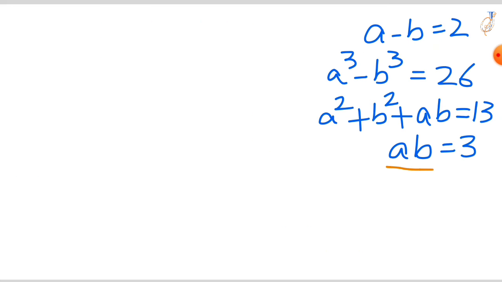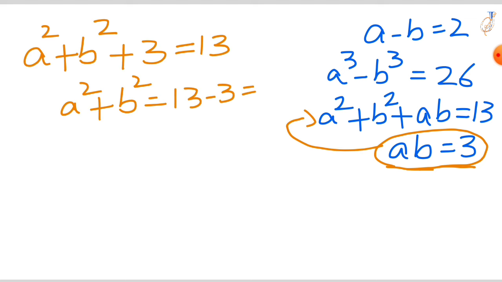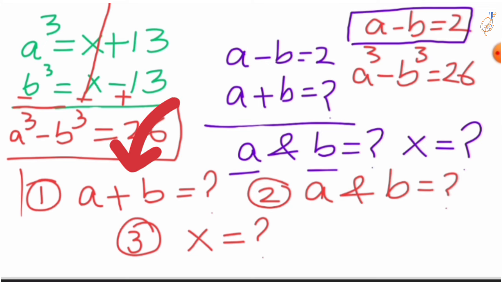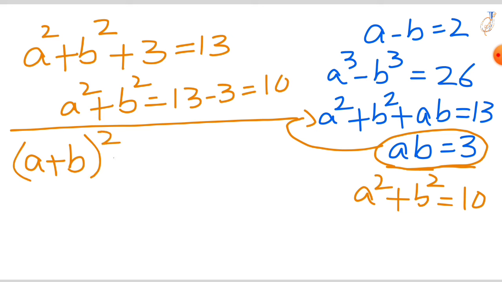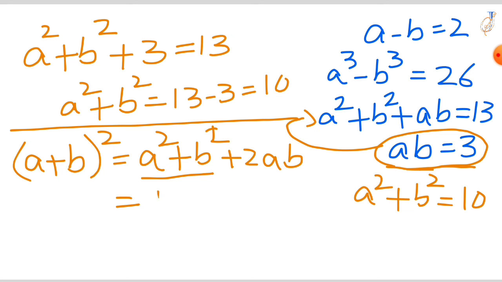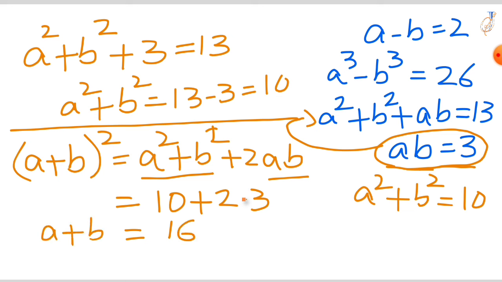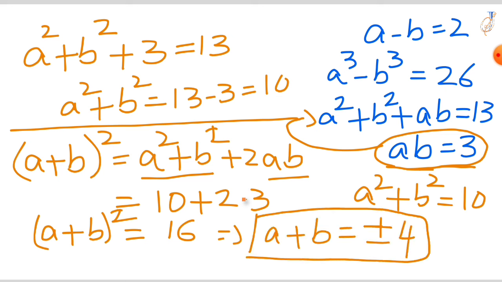Now we know the ab value. Substitute ab equal to 3 in this equation. Then a square plus b square value is 10. To reach our first goal, let's recall the square of a binomial, that is a plus b whole square. What is the formula of a plus b whole square? That is a square plus b square plus 2ab. a square plus b square value is 10, plus 2 times ab value 3. So 10 plus 6 is 16. So this is a plus b whole square. Then our a plus b value is plus or minus 4. So we successfully completed our first task.